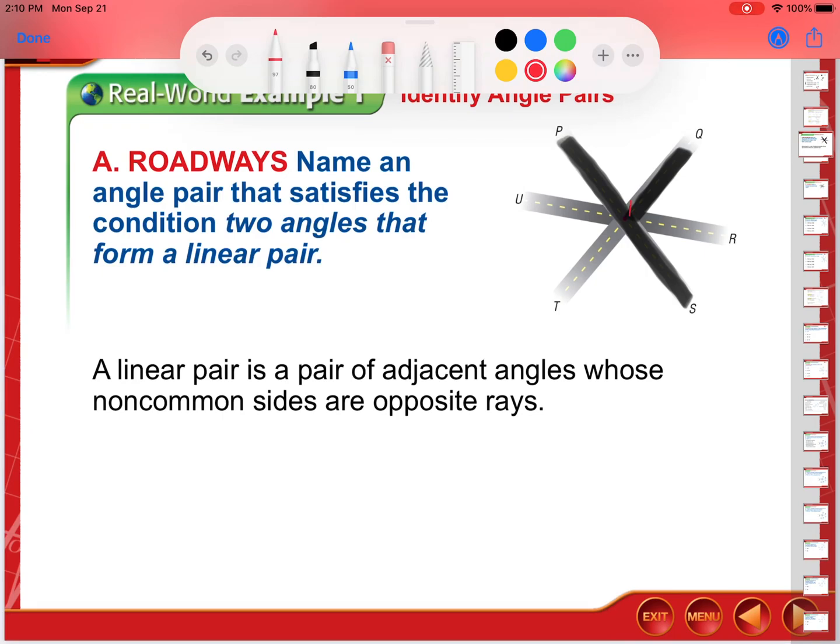So I would say angle PIQ and angle QIS form a linear pair. So if you notice, the Q and the I are similar in these because they are that ray. They form the ray that is shared on this linear pair.